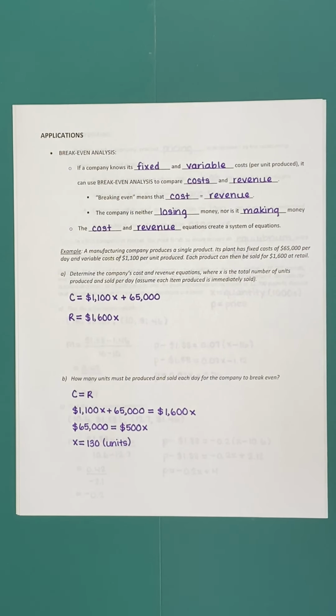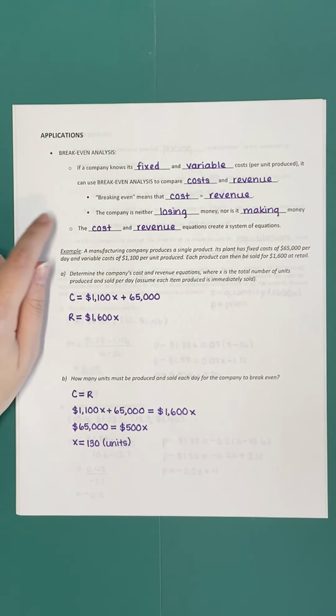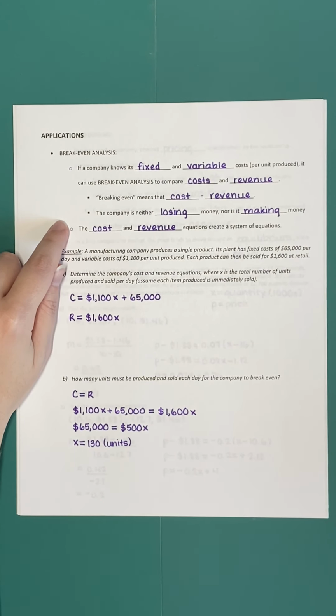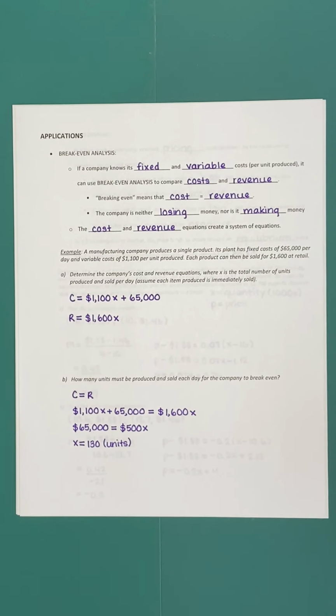Now, how does this fit in the context of this section? Well, the cost and the revenue equations create a system of equations. So not only can we look at them from the standpoint of functions and how they relate to one another, we can also think of it in terms of a system of equations, and that's what we're going to do here. We talked about how you would generate those functions. All of that is still the same.